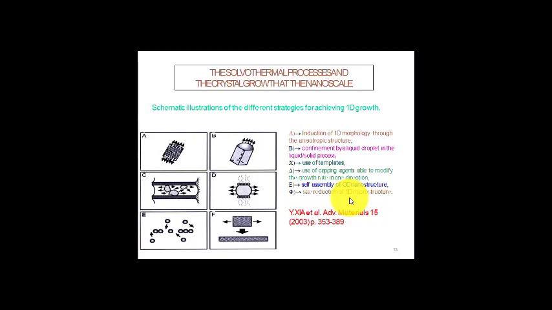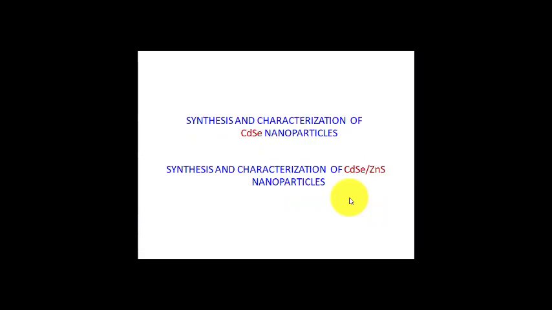The reference is also given here. The article has been published in Advanced Materials in 2003. So these are different strategies which can be used to grow one dimensional structures, and all of this can be done by using solvothermal or hydrothermal method.